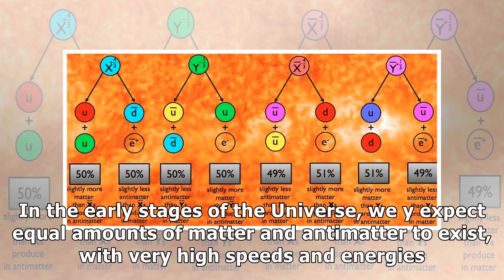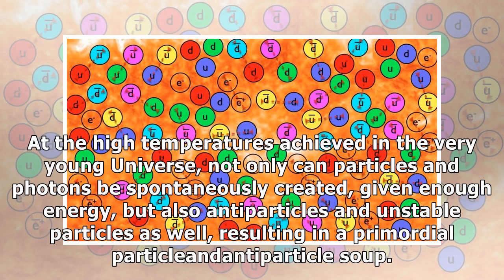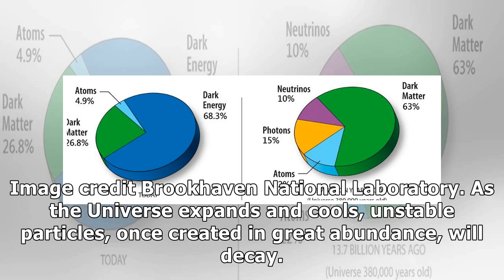In the early stages of the universe, we expect equal amounts of matter and antimatter to exist, with very high speeds and energies. At the high temperatures achieved in the very young universe, not only can particles and photons be spontaneously created, given enough energy, but also antiparticles and unstable particles as well, resulting in a primordial particle and antiparticle soup.